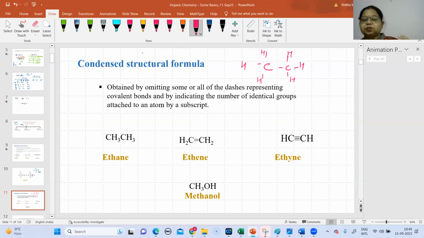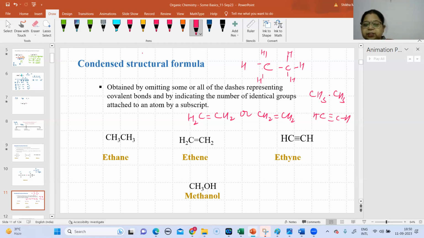But in a condensed structural formula, what can I do? To this first carbon atom, three hydrogens are attached. I'll put it as CH3 and another CH3. So that's how I got the condensed structural formula of ethane. For ethene, I just retained the double bond, right? C double bond C, H2, H2. Sometimes the students say, can I write it as CH2 double bond CH2? I'll say to an extent you can, but you should avoid doing so, because hydrogen is monovalent, it will never form a double bond. So theoretically, it is incorrect, right? For writing ethyne, we just have to put a C triple bond C and then H, H.